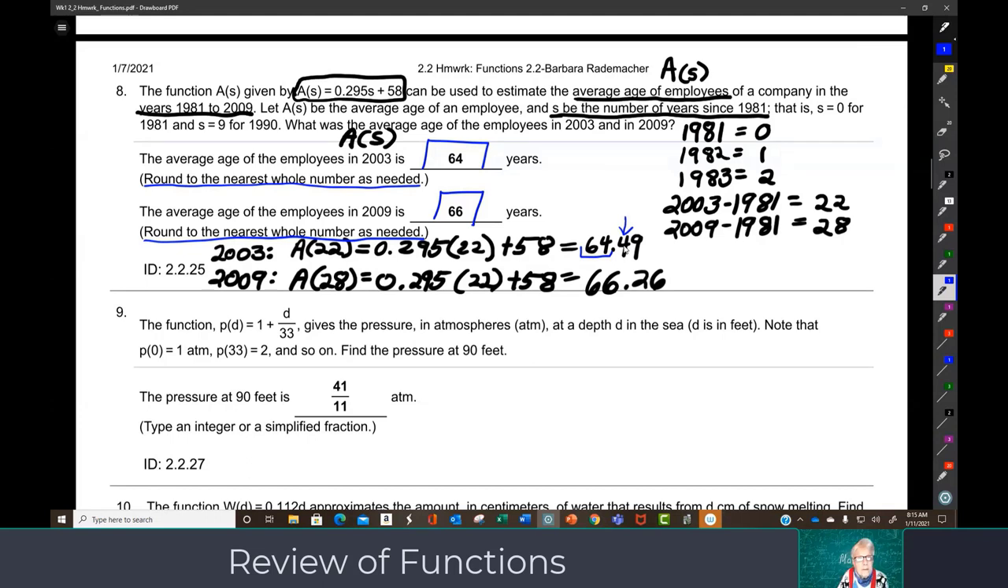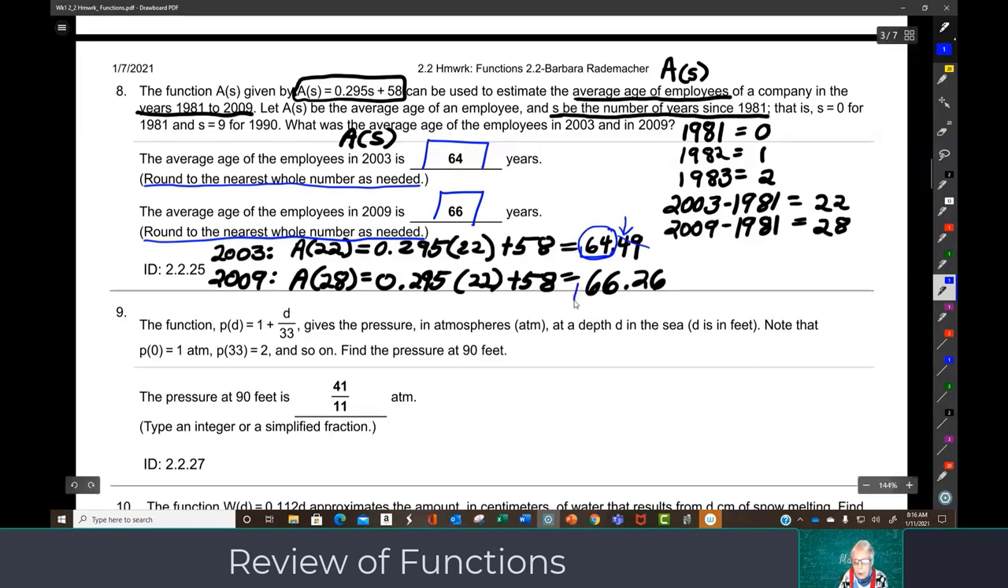If 4 were a 5, or a 6, or 7, or 8, or 9, then yes, it would have rounded the 4 up to a 5. But no, 4 will not round any number up. So I go for the number 64, and all I do is forget about the 49. And that's how they have this answer here.